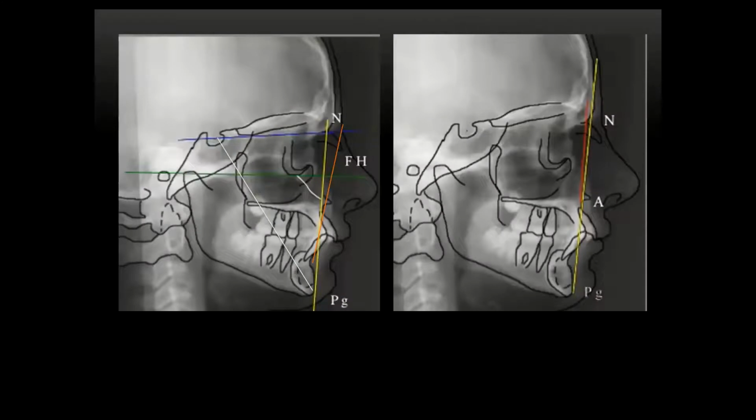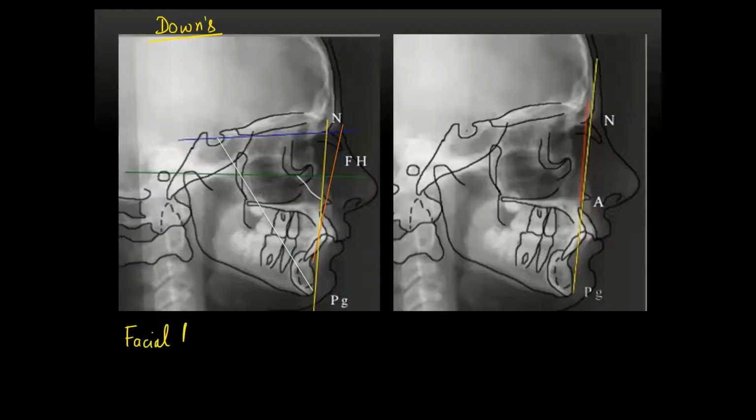Okay, now we're going to discuss Down's analysis. So he gave some points, he gave some things. So we are going to see every point one by one, and we are going to see what happens if the point increases or decreases. So first is facial angle.